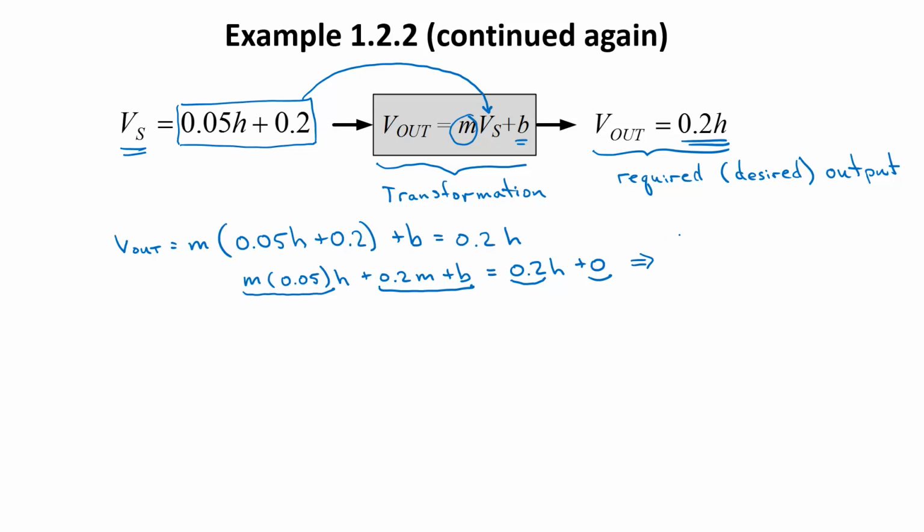That means that I can write two equations to solve for M and B. So 0.05 times M is equal to 0.2. So M is equal to 4. And 0.2 M plus B is equal to 0. If M is equal to 4, B is equal to negative 0.8.